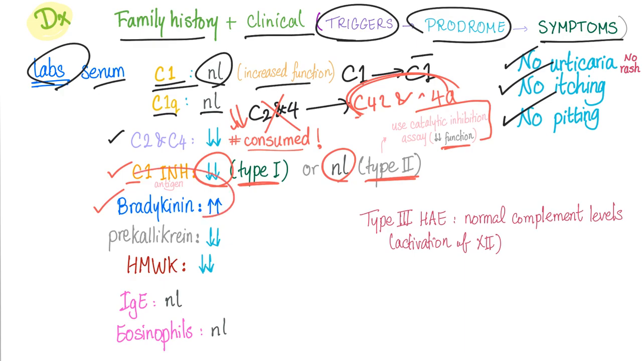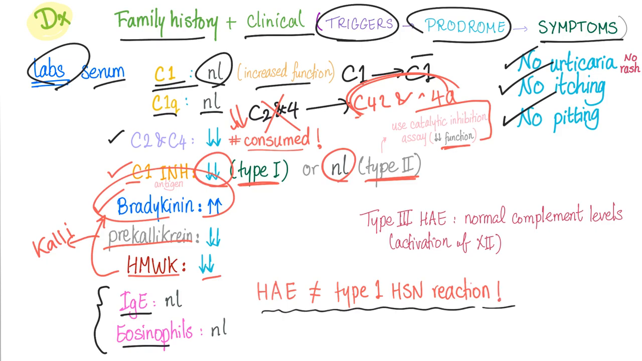How about bradykinin? It's high, baby. It's high. Prekallikrein, it's low. Why? Because all of the prekallikrein has been converted into the plasma kallikrein. How about the high molecular weight kininogen? It's low. Why? Because all of the high molecular weight kininogen has been converted into bradykinin. How about IgE and eosinophils? They are normal. This is not an allergic reaction due to hypersensitivity and crazy stuff like this. This is just bradykinin going mad.